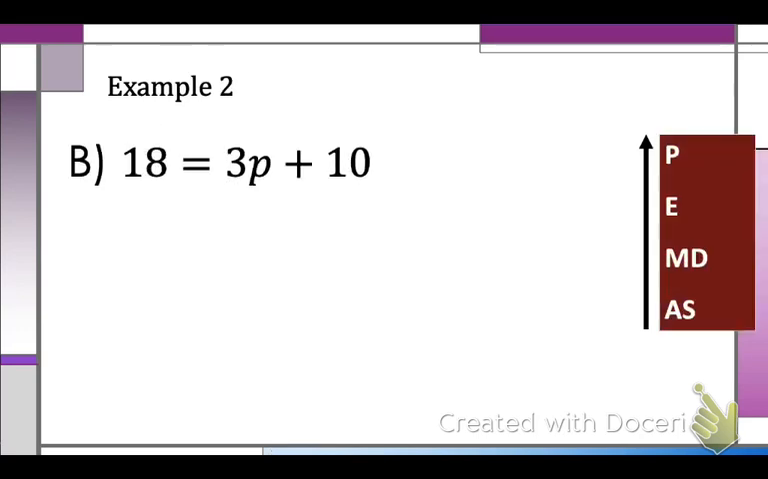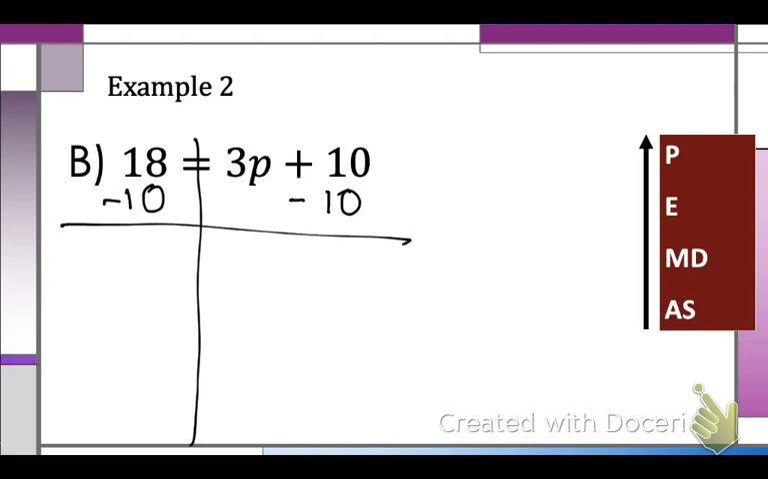Another example, and you should be writing this down every time. It does not matter if the variable is on the right side or the left side. You do the same thing. So step 1 is undo adding or subtracting. So in this case, I'm going to undo this adding. And I'm going to undo it by subtracting 10. 18 minus 10 is 8. The 10s cancel, and I'm left with 3p.